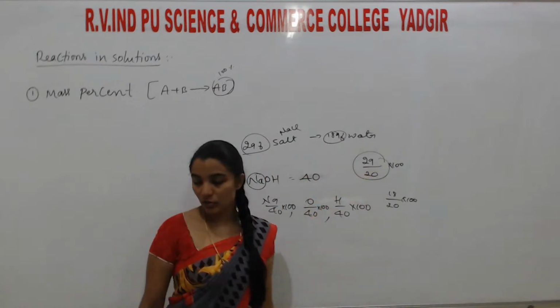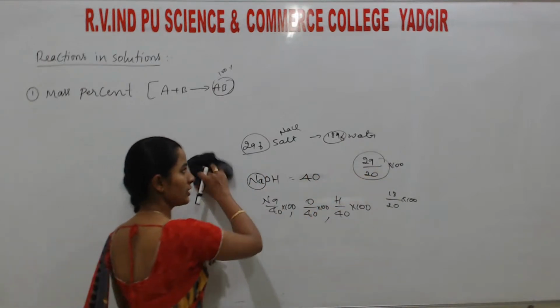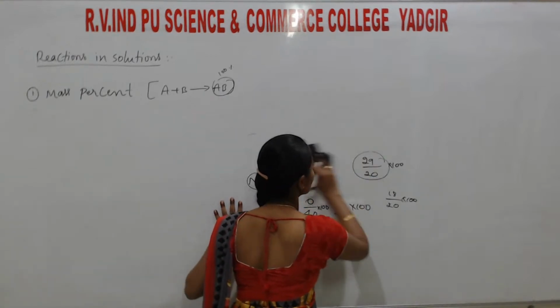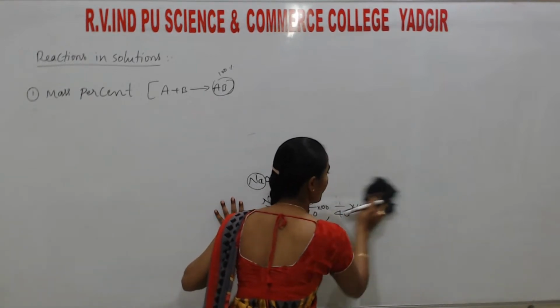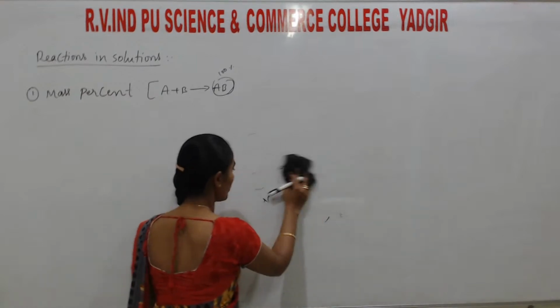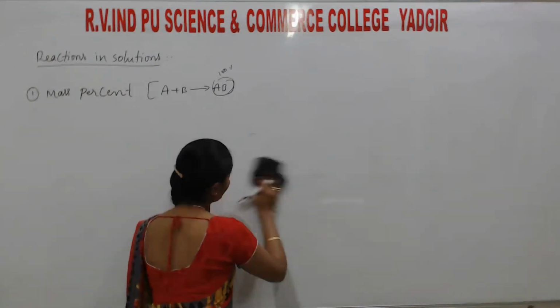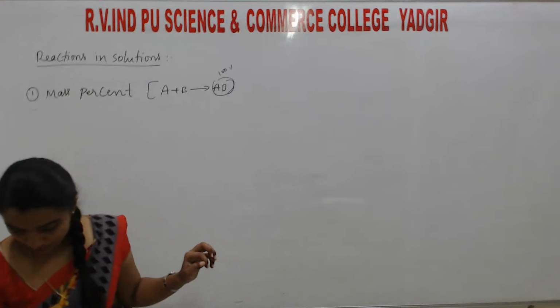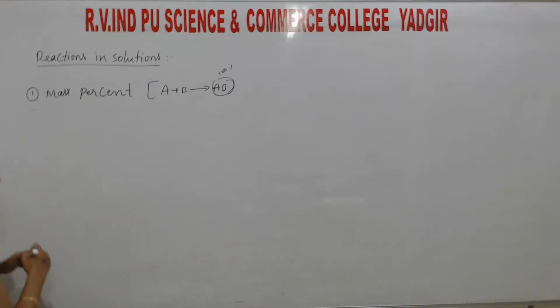Correct? So it gives into 100%, which gives the mass percent. If I do the problem, then you will understand, students. First I will write all the 4 formulas here. Later I will do problems. Okay? Very important. So what is this mass percent?